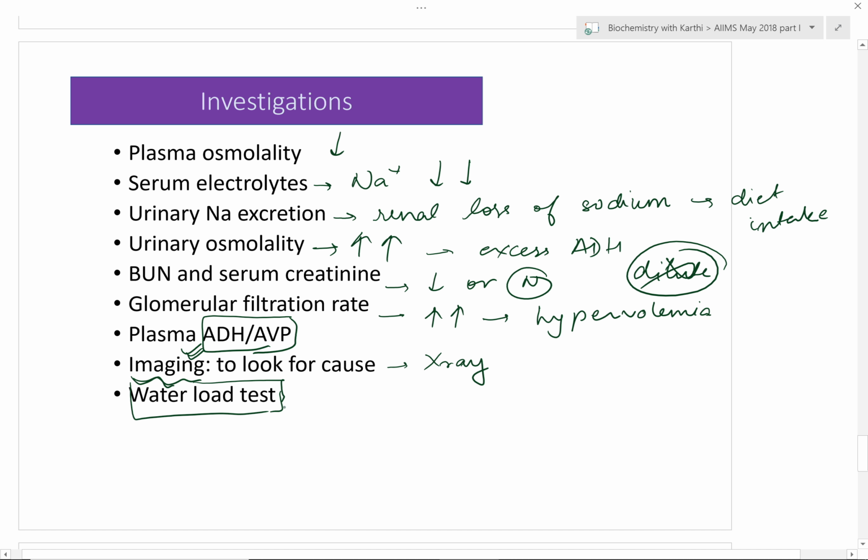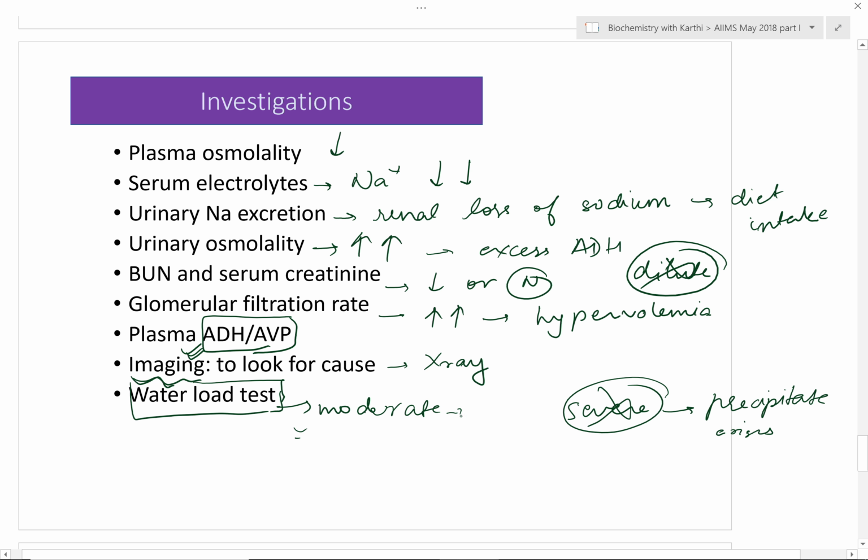This we are doing only in patients who have moderate hyponatremia. We don't do it in patients who have severe hyponatremia, because then you might precipitate a crisis. Okay. So only for moderate cases in which you are not sure, in which you are ambiguous about the cause of hyponatremia, then you can do a water load test.